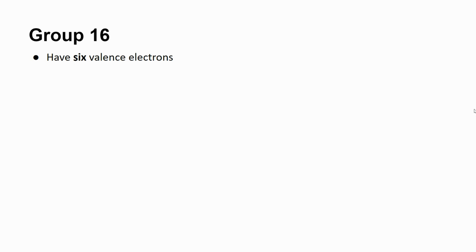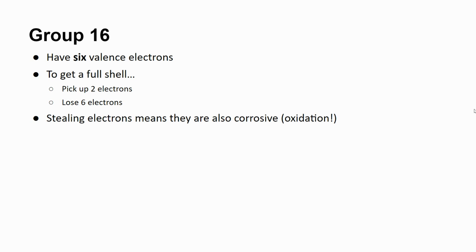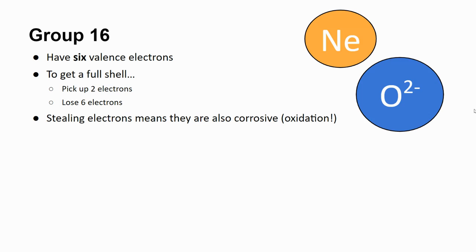Lastly, group 16, not really a named family because it's kind of got a composite composition, but do note that these have 6 valence electrons. And in order for them to get a full shell, the simplest path is to pick up 2 electrons. They could lose 6, but again, that would be quite a bit of work. And these do steal electrons from other elements, and so they are also corrosive. And you've probably heard of something being oxidized.